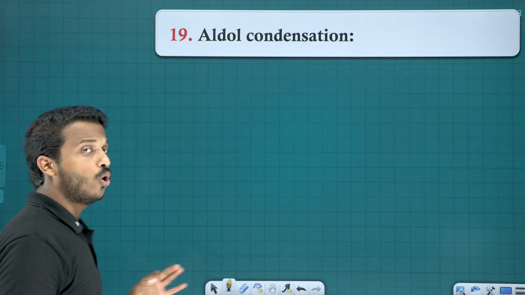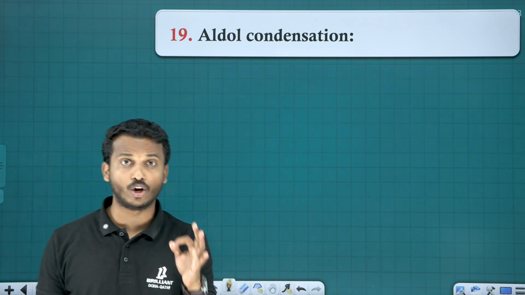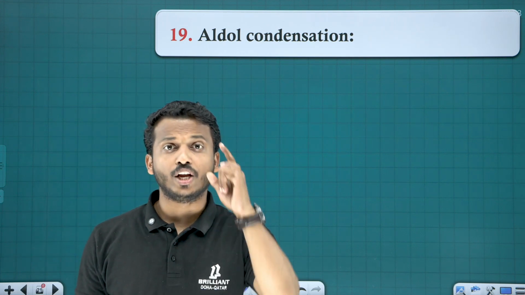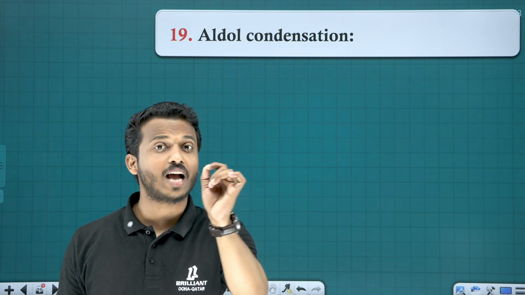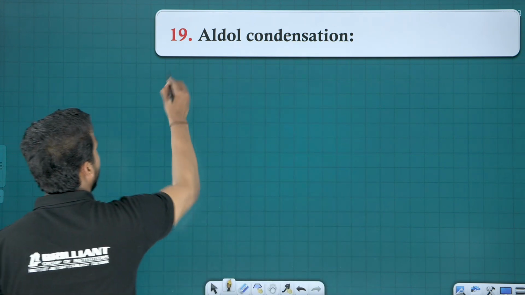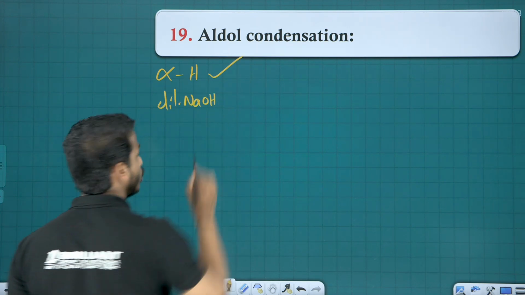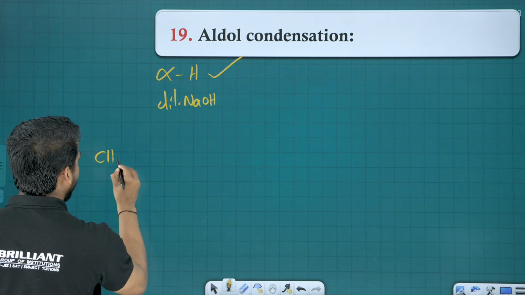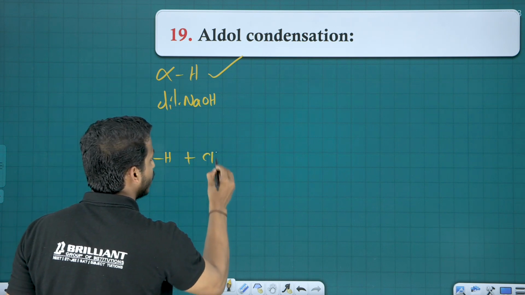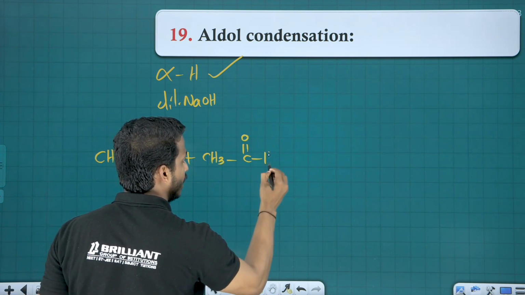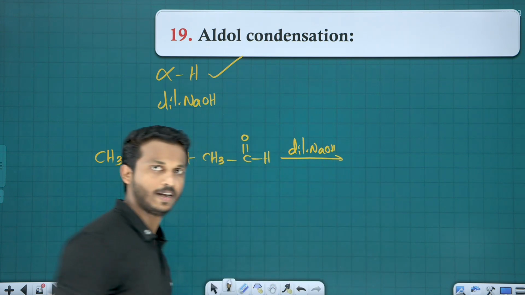Next one, aldol condensation. What is aldol condensation? An important reaction. In order to undergo aldol condensation, an alpha hydrogen must be there in the compound and the alkali should be dilute alkali, dilute NaOH or dilute KOH. For example, let me take ethanal, CH3CHO. Aldol condensation is a reaction between 2 same species. And the reagent we are using is dilute NaOH.